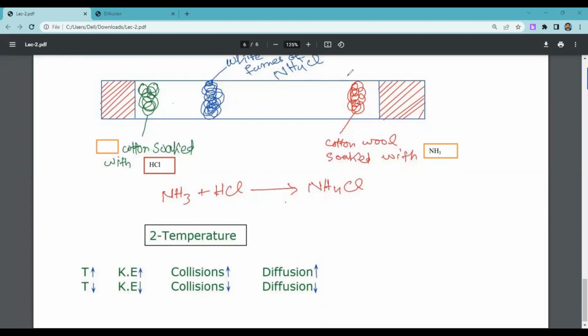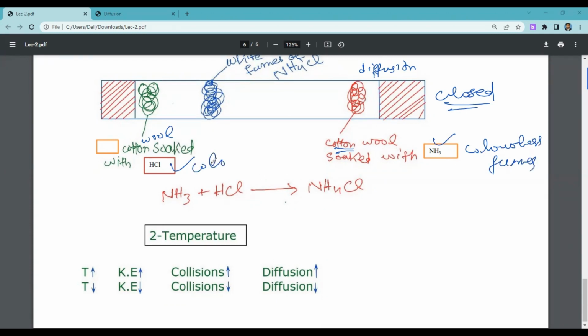Now we discuss another example of diffusion. Here is a closed tube. Its one end is closed with cotton wool soaked with HCl, and the other end is closed with cotton wool soaked with NH3. The NH3 is producing colorless fumes. Similarly, the HCl also produces colorless fume.